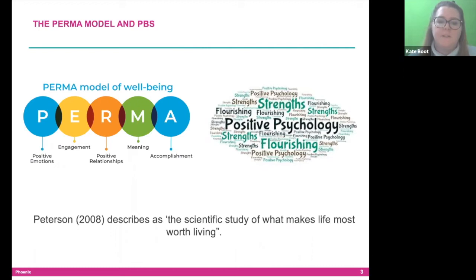And Peterson describes that as the scientific study of what makes life most worth living. The Perma model is a model of happiness, and it's about flourishing and having good well-being. Feeling good. It identifies 5 key elements to achieving overall psychological well-being and happiness. And these elements are considered essential for all people to promote well-being and to achieve fulfillment in life and to feel good.